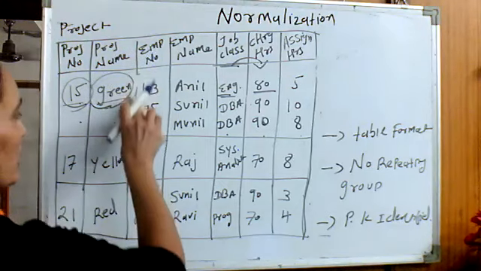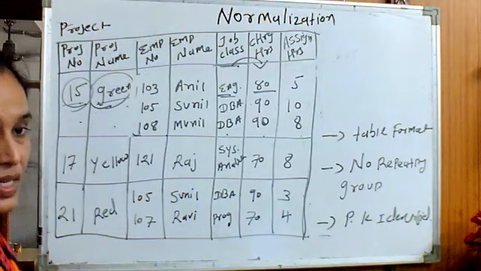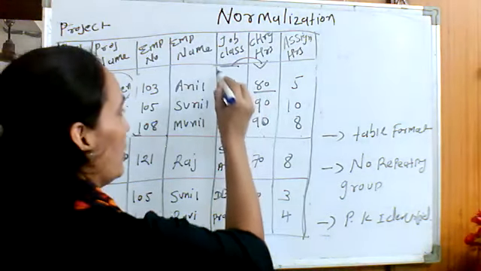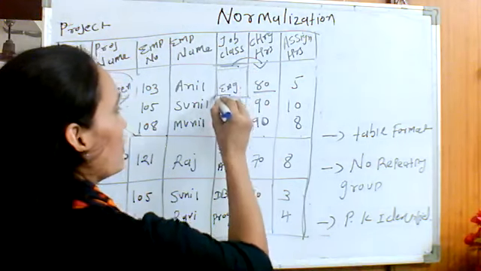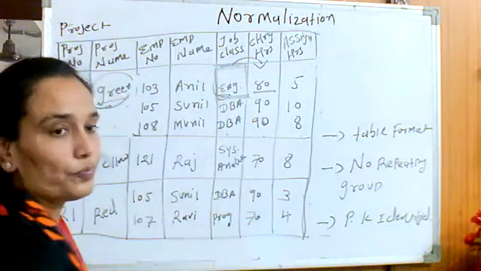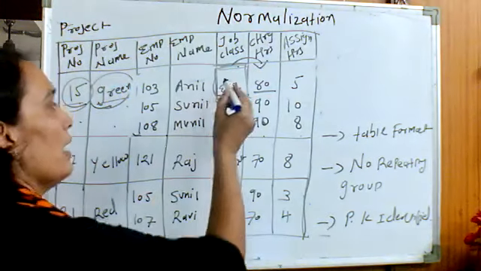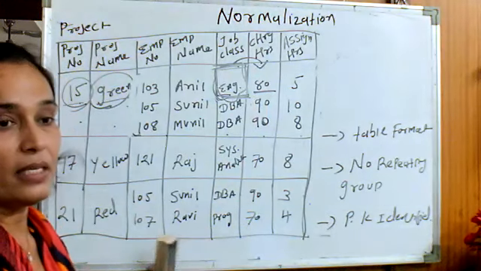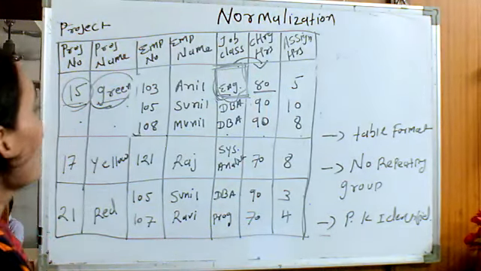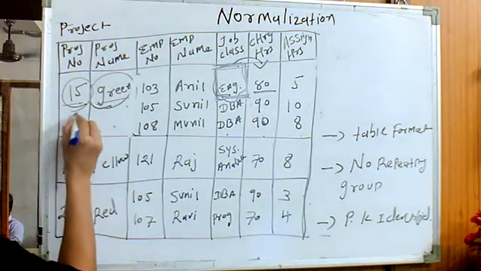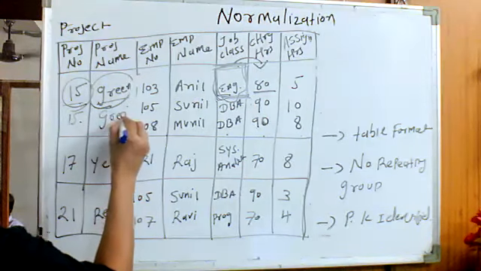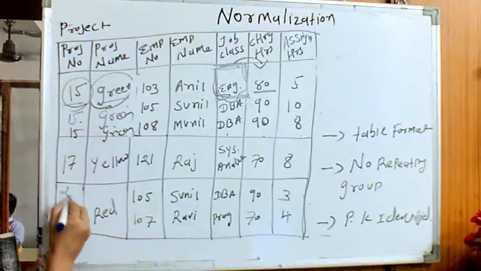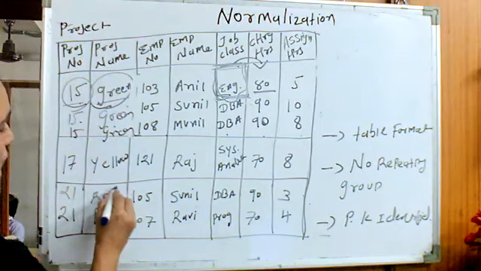We have to remove this multi-value dependency. Any table is called in first normal form if every row and column intersection has one value. When there is one value at every row and column intersection, then it will be in first normal form. Okay. So there should not be any null value.